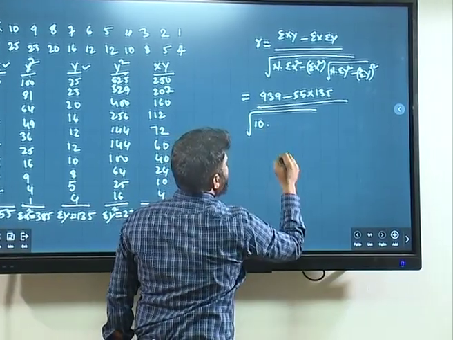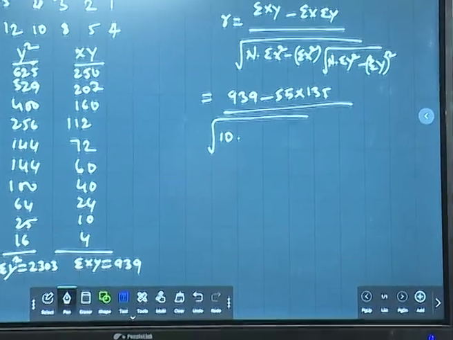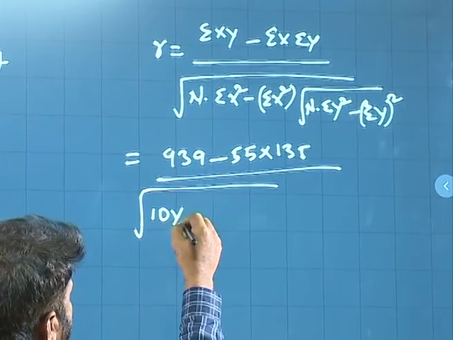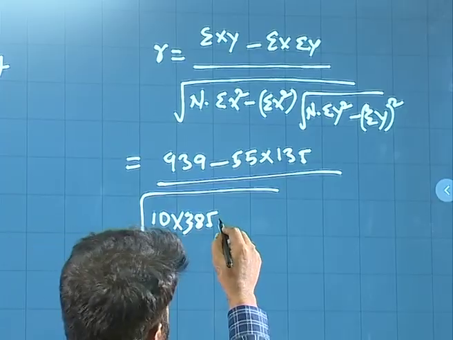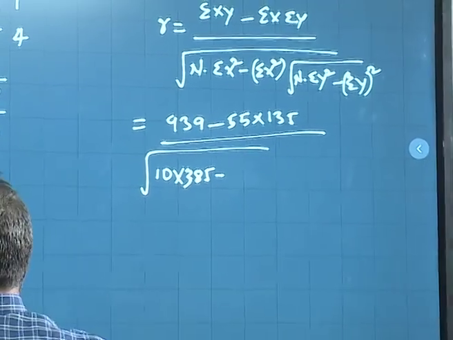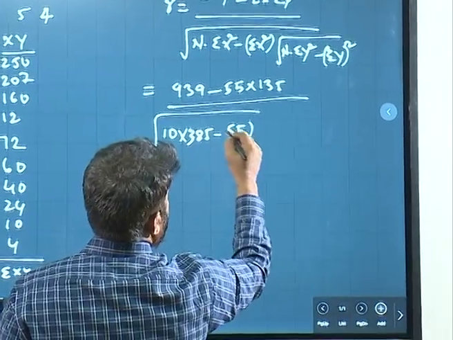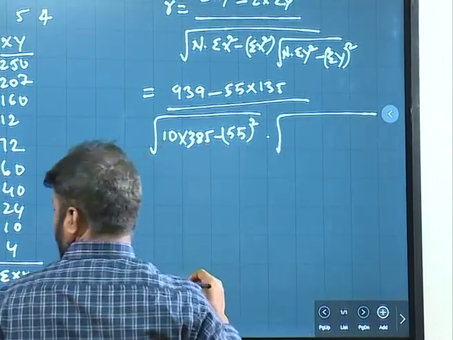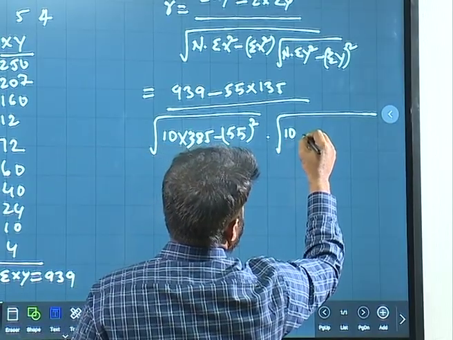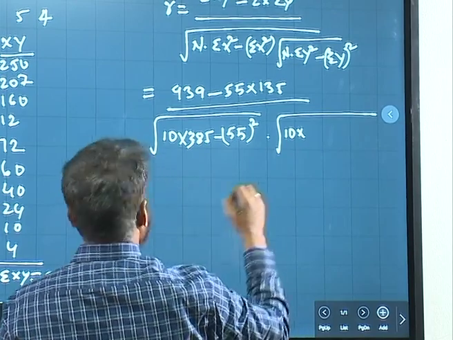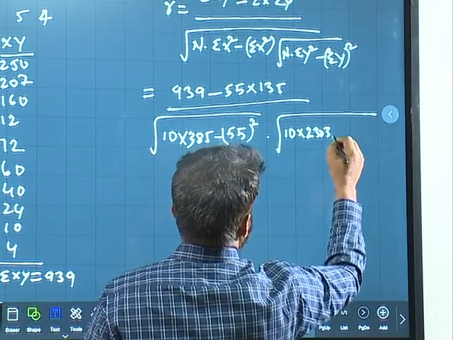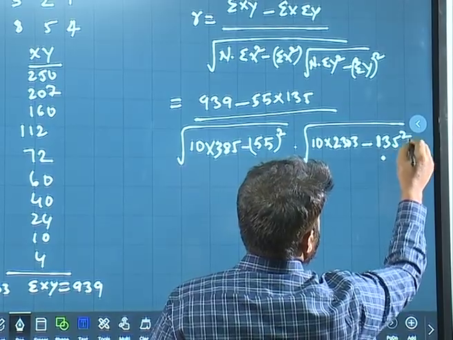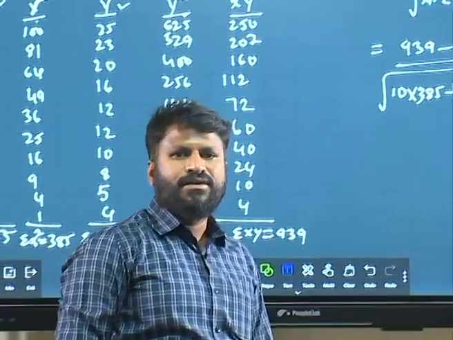10 into sigma x square, which is 385, minus sigma x whole square, 55 square. Into, similarly for y also, 10 into sigma y square, which is 2303, minus 135 square. So we have to simplify this formula.